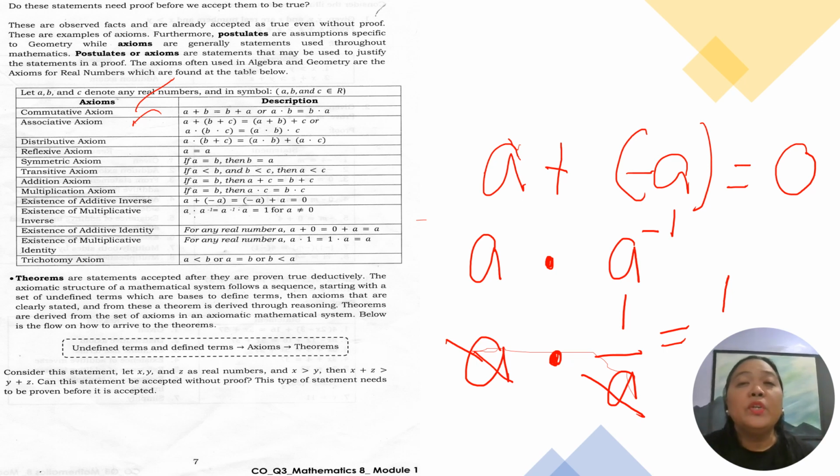Now take note that a theorem is different from a postulate. Theorems must be proven to be accepted as true. Theorems are accepted only if you prove them deductively, meaning to say, we still need to use the two-column proof in order to prove a certain theorem.